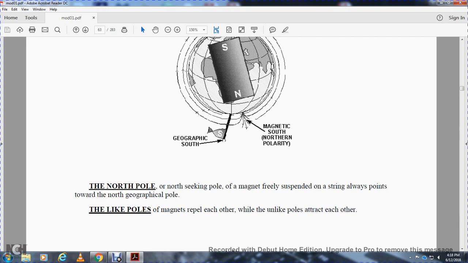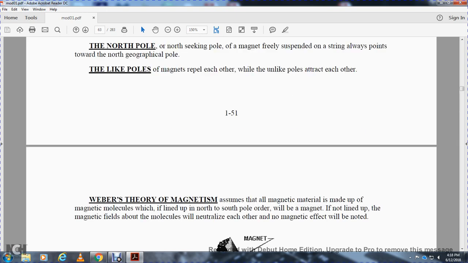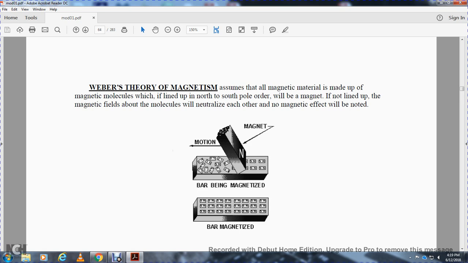Like poles of magnets repel each other, while unlike poles attract each other. Weber's theory of magnetism assumes that all magnetic materials are made of molecular magnets that line up with north and south poles. If they are not lined up, the magnetic fields of the molecules neutralize each other and no magnetic effect will be observed.